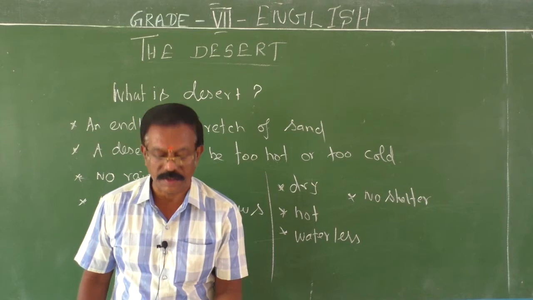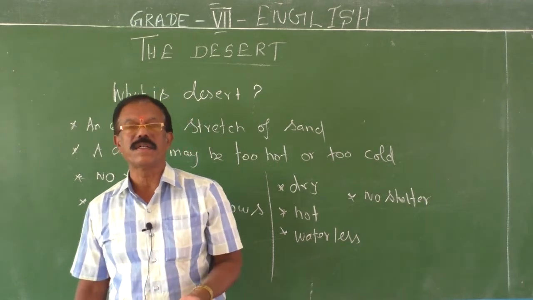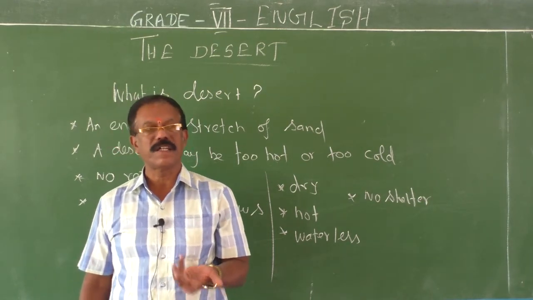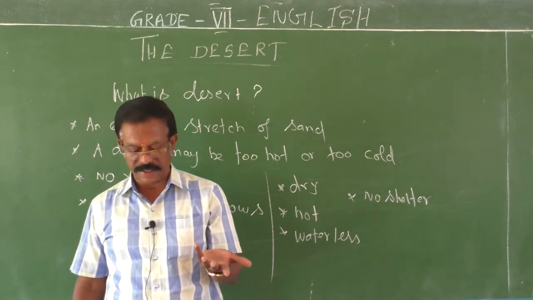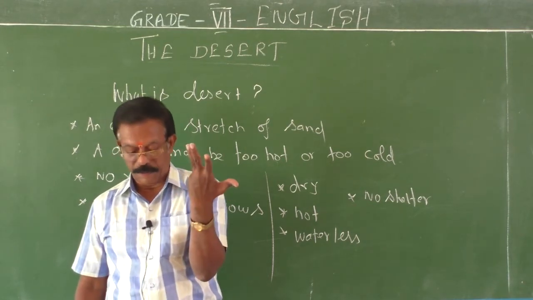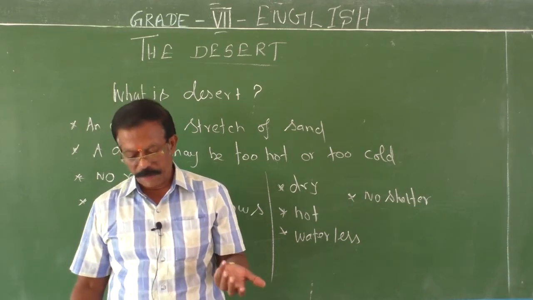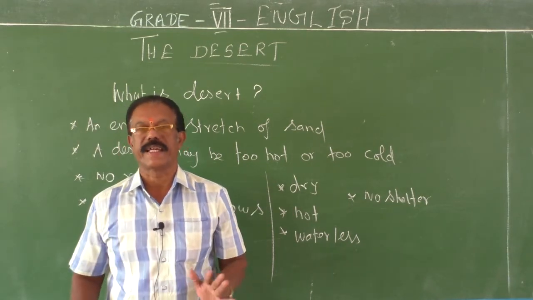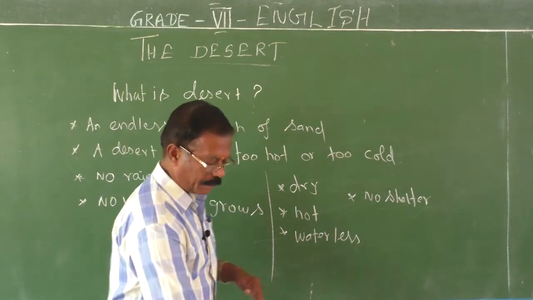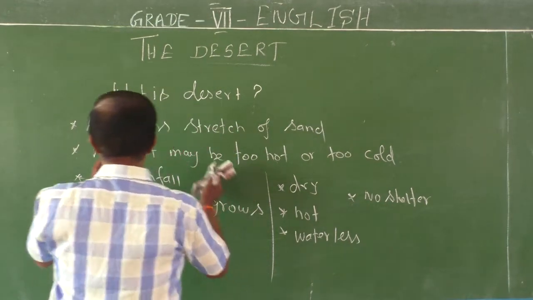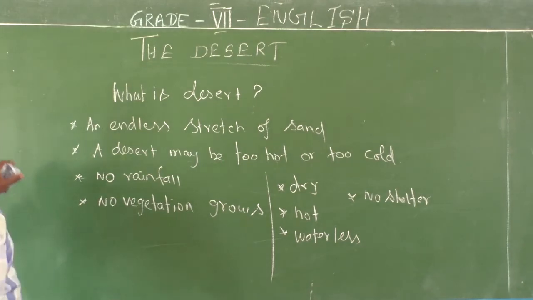One more thing I would like to say, children. If you ask an ordinary person, educated or uneducated, generally people have an opinion that a desert is a land of no animal and no plant, but it is not always correct. Let me explain. So these are all the general features of a desert.